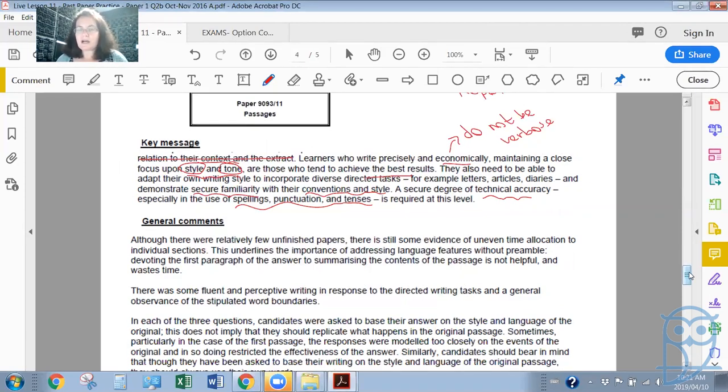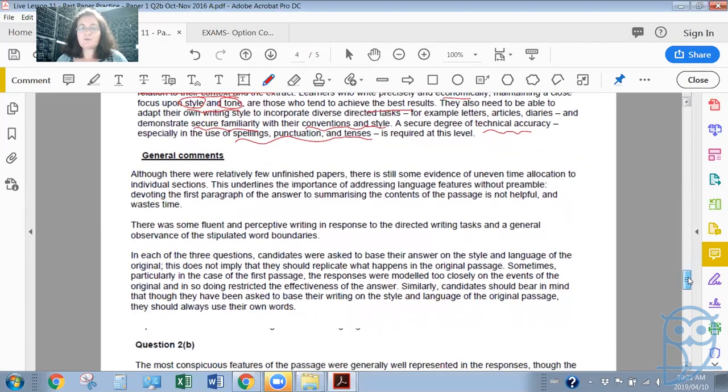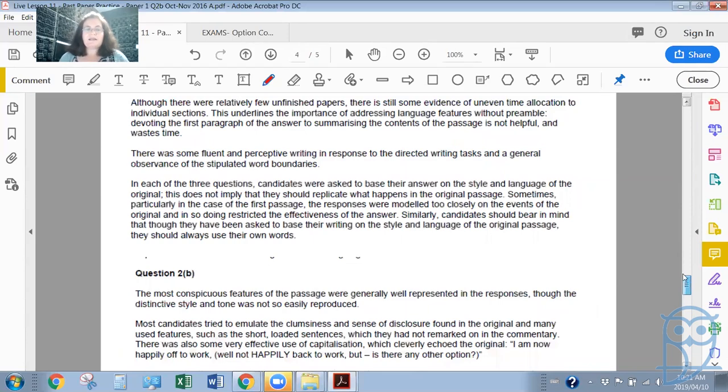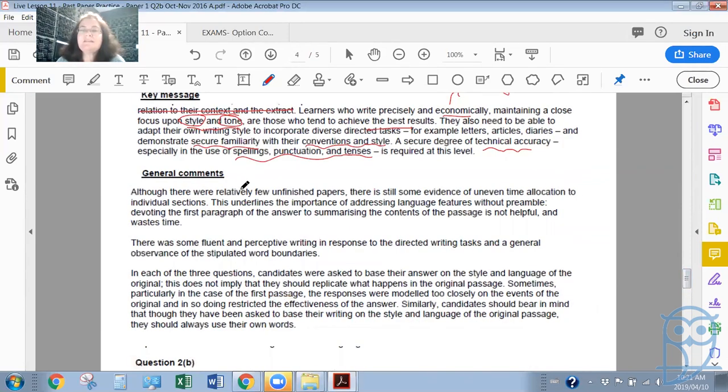Now, here are some general comments about what students did. Let's see if we've got enough time. Although there were relatively few unfinished papers, so most students actually finished, there is still some evidence of uneven time allocation to individual sections, so watch out for that midterm.